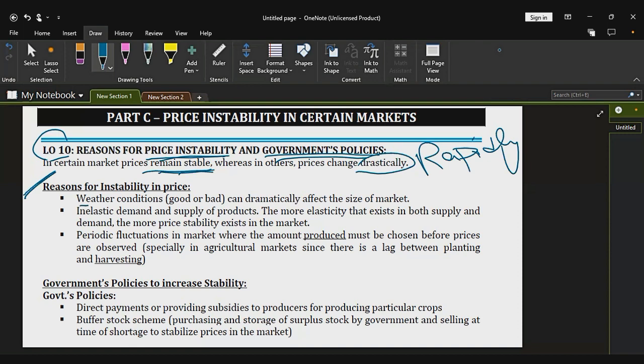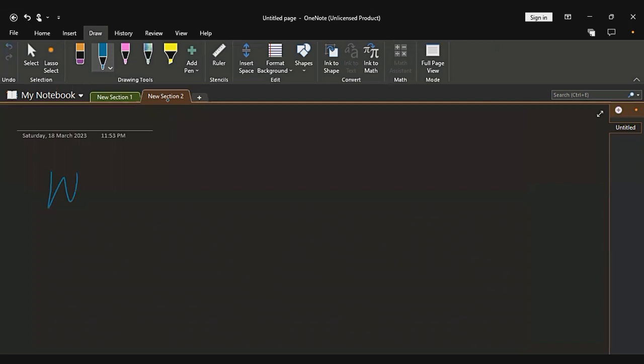First one is weather conditions. Weather condition matters a lot. If it's a favorable environment, then demand for some products increases or decreases. So weather condition, whether it is favorable or unfavorable, can dramatically affect the size of the market, because in some areas new customers enter into the market where the weather conditions are suitable.